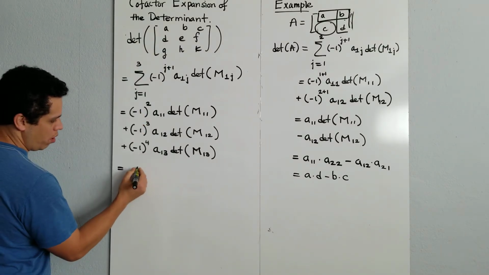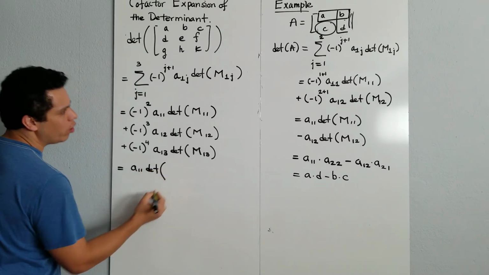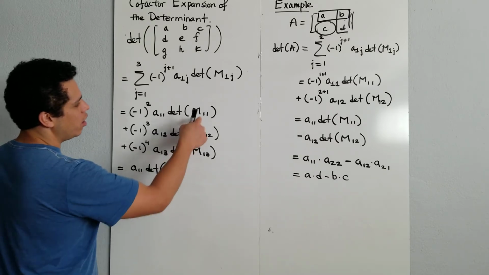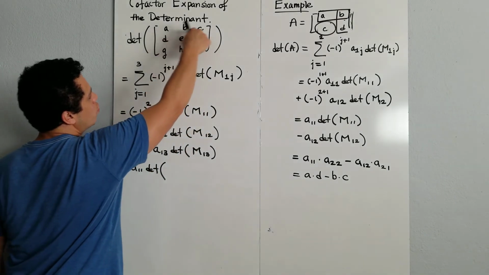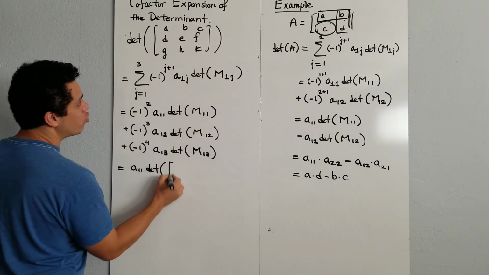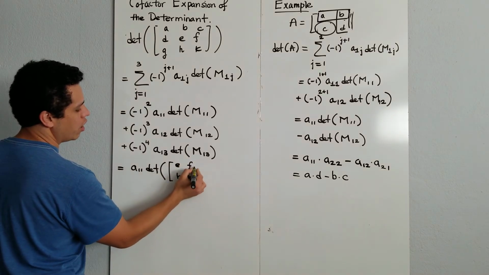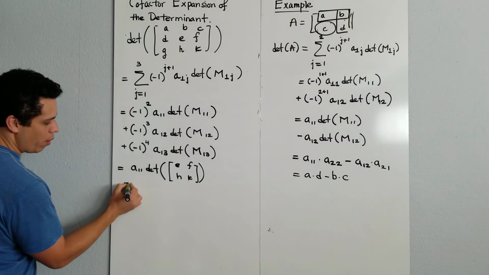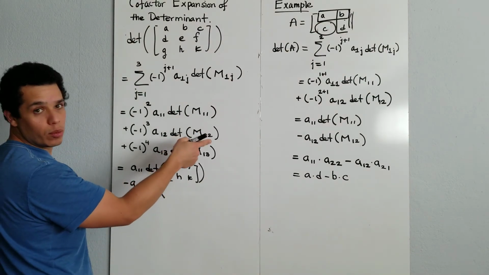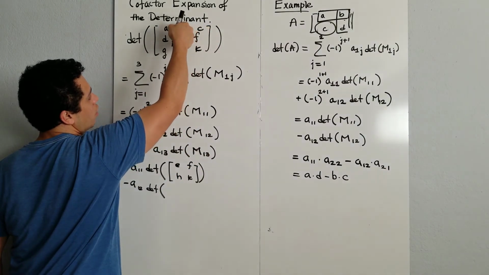This is a11, determinant of the minor. Well, what is the minor associated here? In this case, it is obtained by removing the first row and the first column. So that corresponds to the matrix E, F, H, K, minus a12, determinant of the matrix that is obtained by removing the first row and the second column.